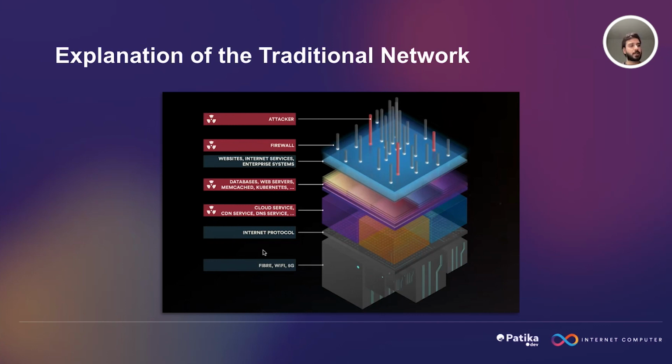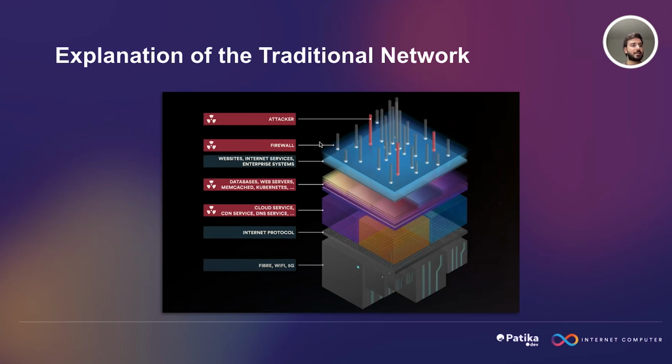Here in this example, as you can see, first we have our Wi-Fi, 5G or fiber ground. On top of it, we have the Internet protocol, which is necessary because every action on the Internet happens based on this protocol. On top of it, we have the cloud services. On top of the cloud services, we have the databases or web servers. And only after that, we have our websites. But even after all these structures, we need to add the firewall to keep attackers outside of our website.